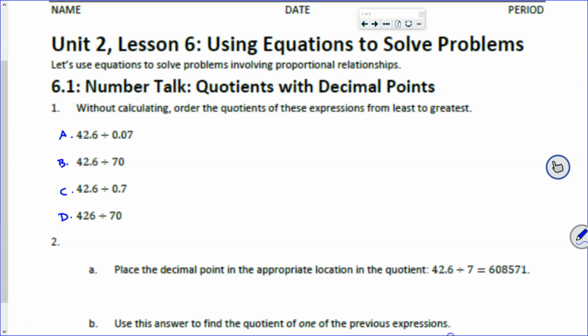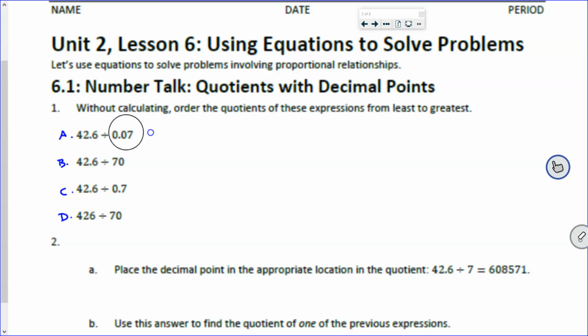All right, looking for volunteers now. Which one is going to be the least, the smallest one? Siley. A is the smallest. How do you know? Because it has a decimal. So that one's going to be the smallest because it has a decimal. Yeah, we are dividing. Does that maybe make you rethink your thought there?